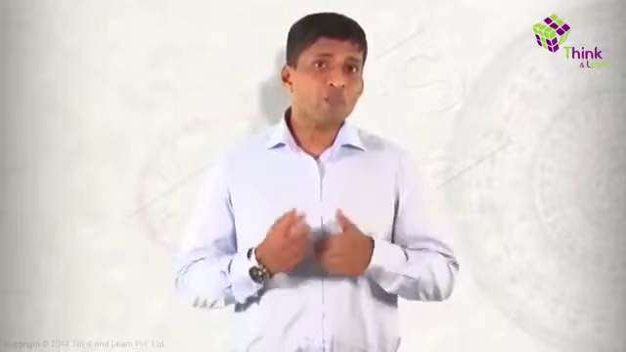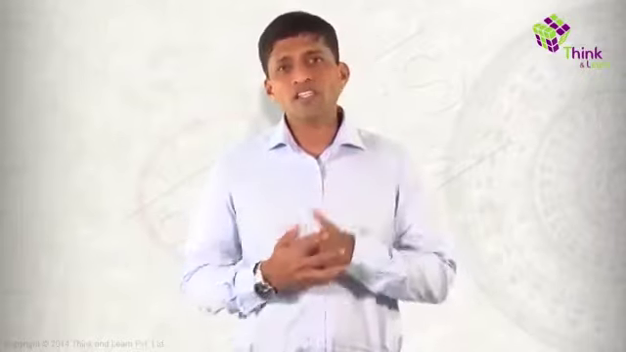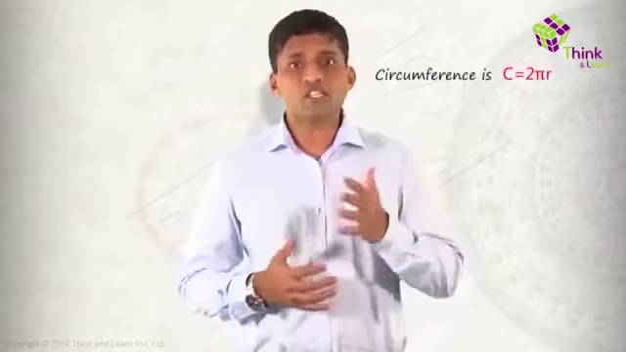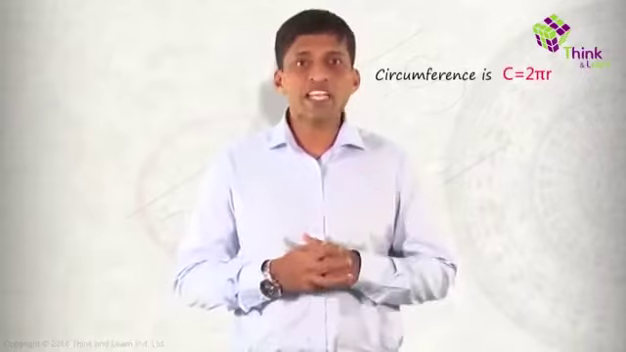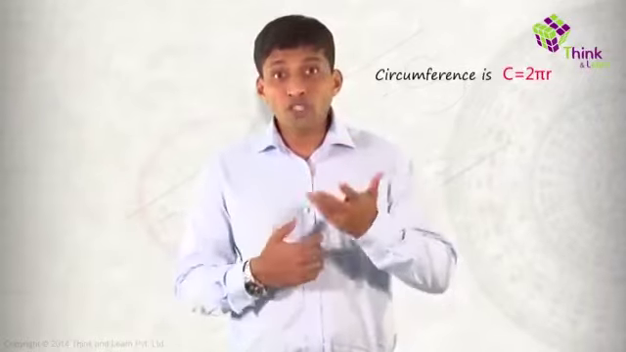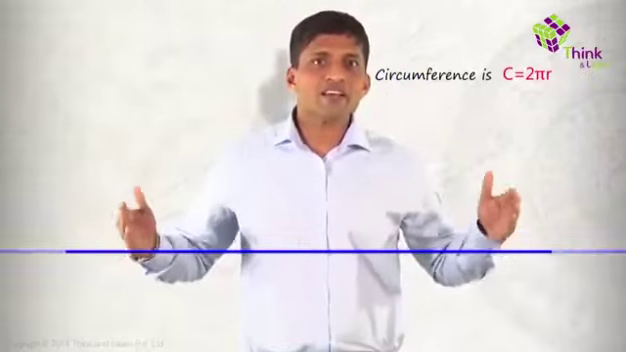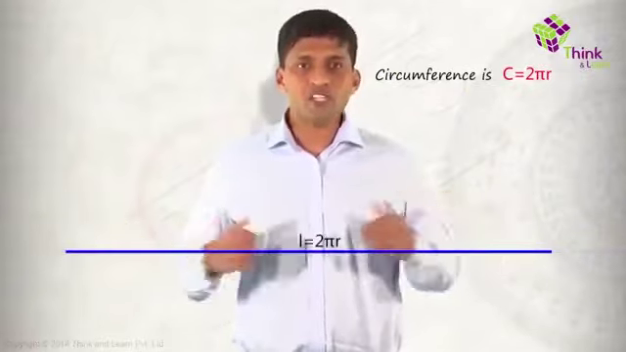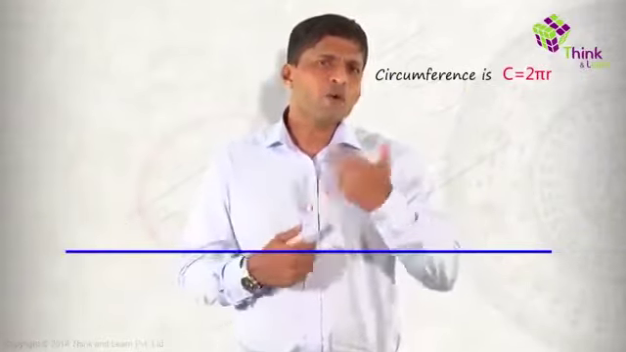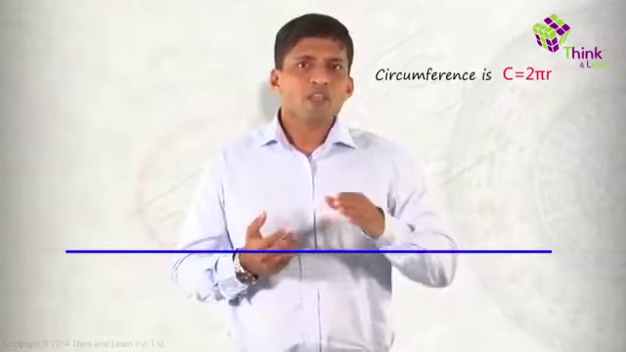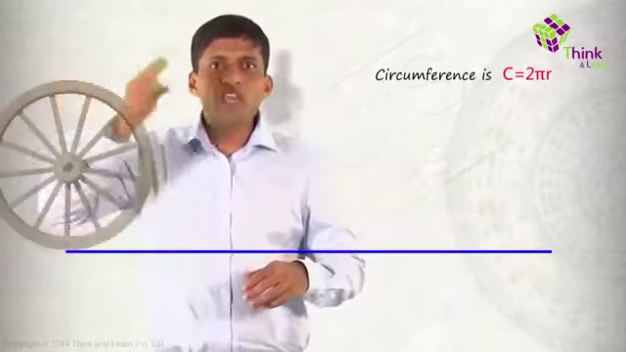Now the length of the complete circle is called the circumference. What is the circumference of a circle in terms of radius? It's 2 pi into radius. That's why it's 2 pi r if you take r as the radius. If you want to visualize the circumference, if I take a circle like this, cut the circle and straighten it out, the length of this line will be 2 pi r. This is the circumference.